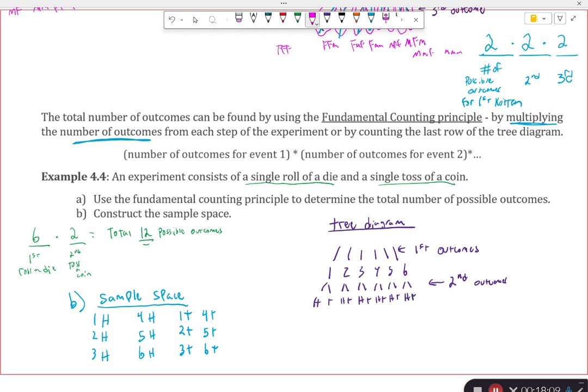And again, we can read this vertically. So this would be 1 with the heads. This one here would be 3 with the tails. This one here would be 6 with the heads. So that's where we would get the 12 different outcomes from for the tree diagram.